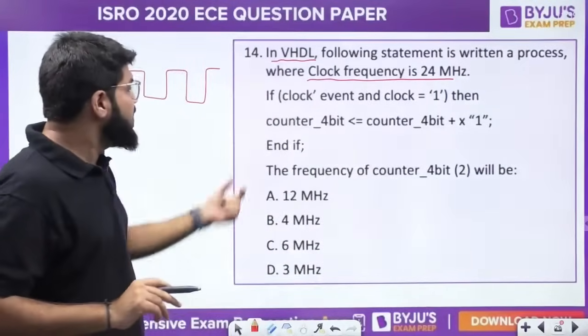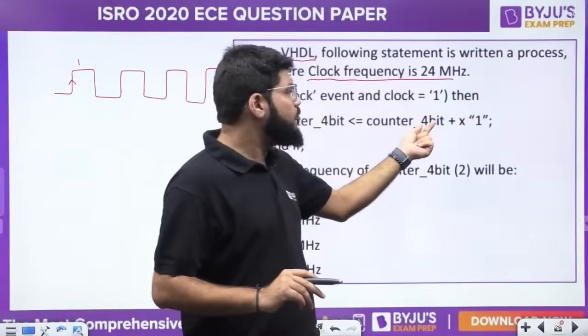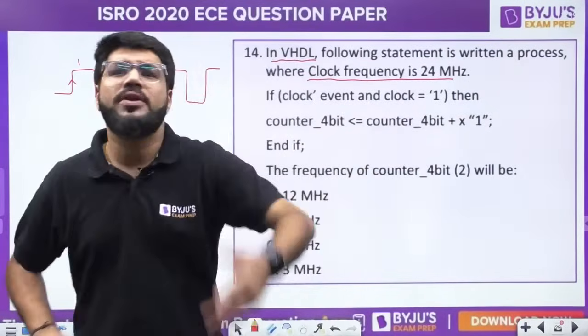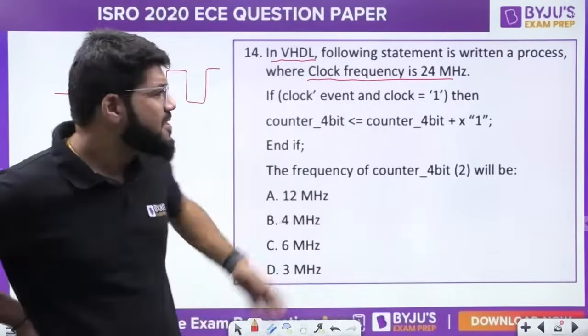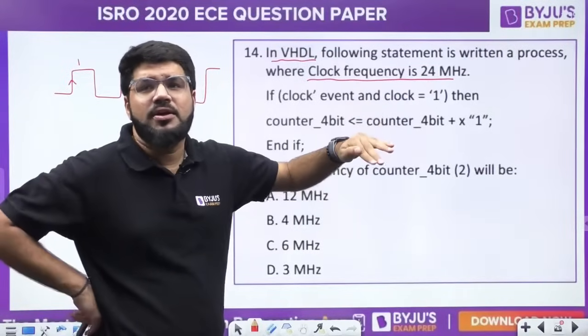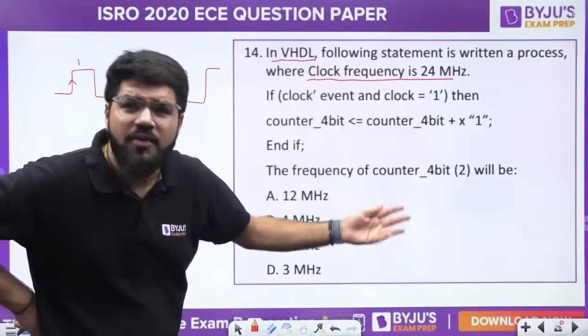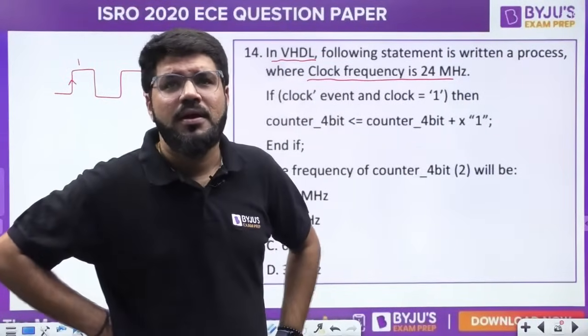Then what should happen? There is a 4-bit counter, and it should be counter plus 1. Its value should increment. Whenever the positive edge of the clock comes, the value of the counter will increment, otherwise it will not increment. So what they have done is a design of a counter. It is very simple VHDL code for a counter.